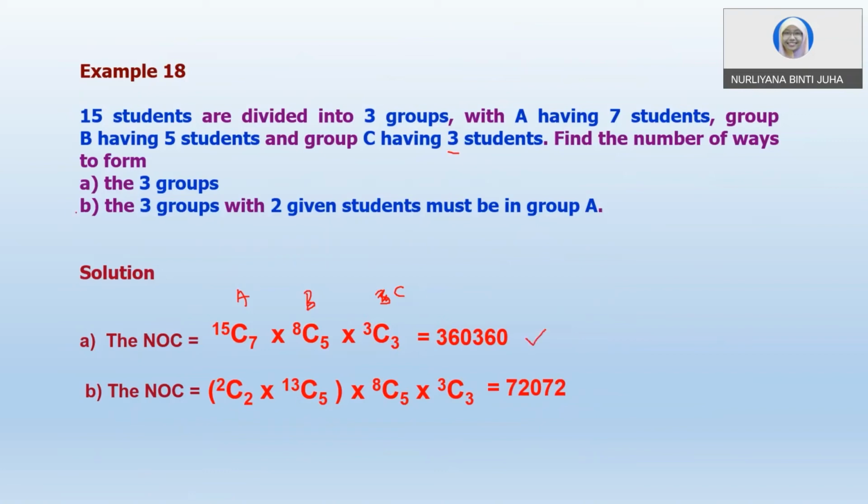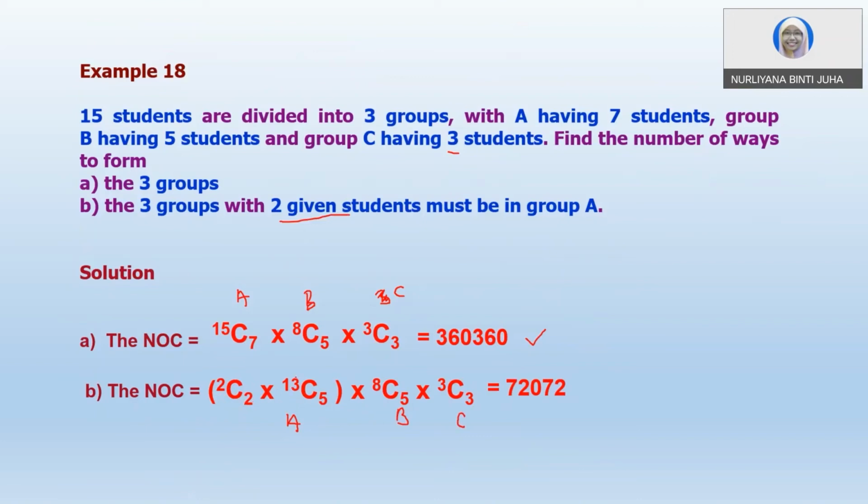And for the second one, the 3 groups with 2 given students must be in group A. Dia dah tetapkan. Ada 2 student mesti dalam group A. So this is group A. Yang dalam bracket ni group A. Ni group B. Ni group C. So untuk start with group A, 2 choose 2. Sebab 2 choose 2 ni adalah yang ni. 2 given student ni. Daripada 2 ni kita choose 2 tu terus. 2 choose 2 multiply with 13 choose 5.